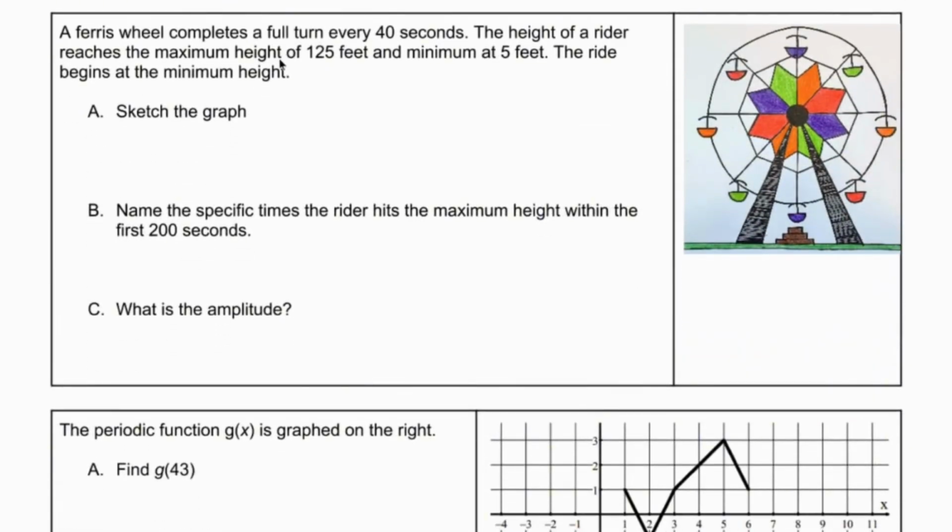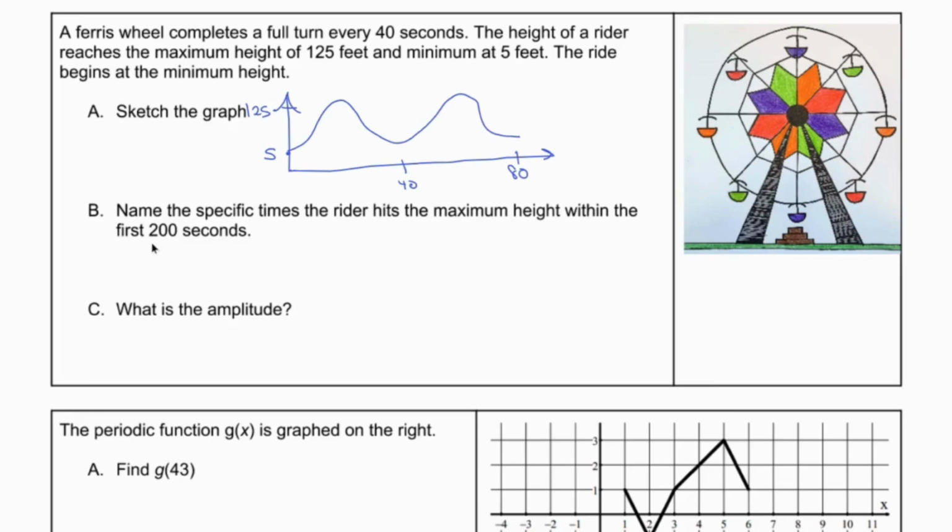A Ferris wheel completes a full turn every 40 seconds. The height of the rider reaches the maximum height of 125 feet and the minimum of 5 feet. The ride begins at the minimum height. Sketch the graph. Okay. So starts at the bottom, then peaks out, then bottoms out, then peaks out, then bottoms out, and so on and so forth. It repeats every 40 seconds. The bottom is 5 feet. The top is 125 feet.